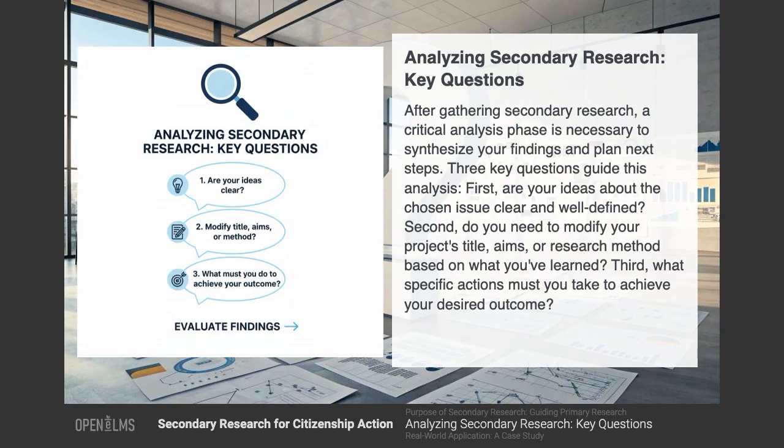Analyzing secondary research. Key questions. After gathering secondary research, a critical analysis phase is necessary to synthesize your findings and plan next steps. Three key questions guide this analysis. First, are your ideas about the chosen issue clear and well defined? Second, do you need to modify your project's title, aims, or research method based on what you've learned? Third, what specific actions must you take to achieve your desired outcome?